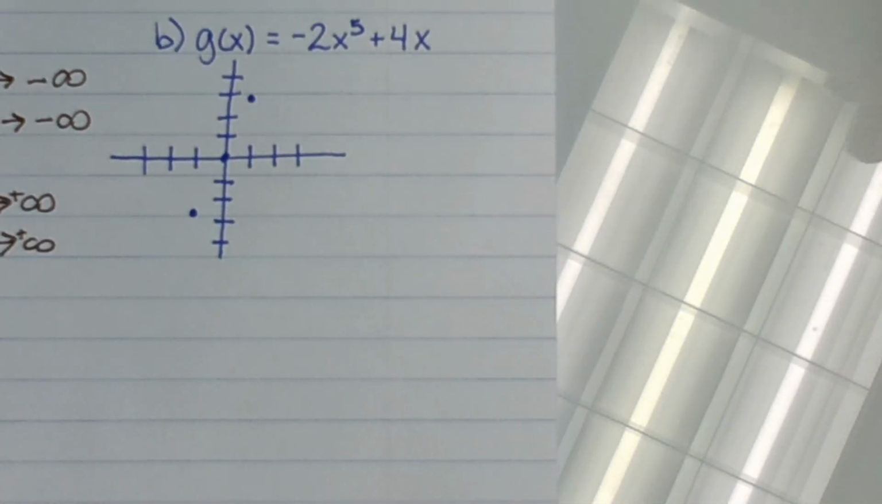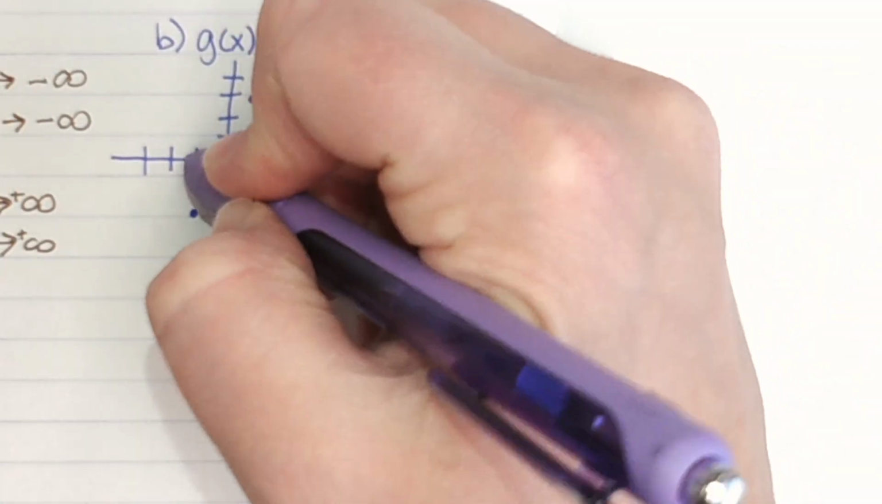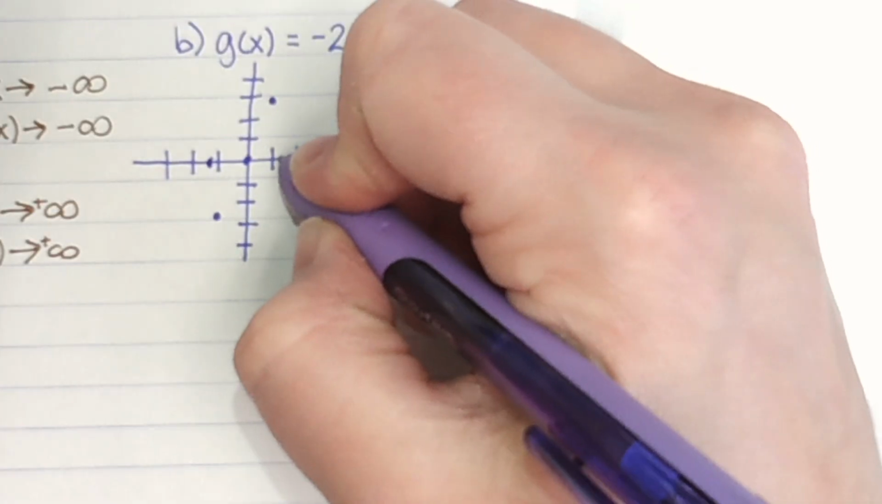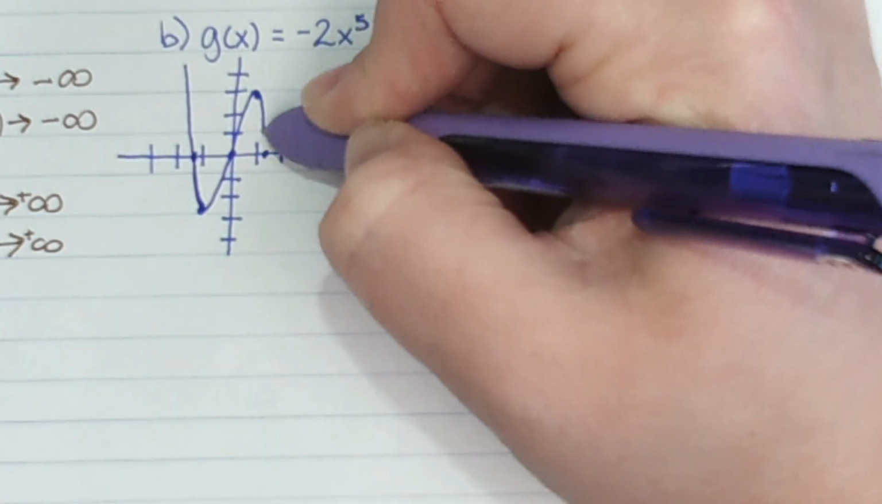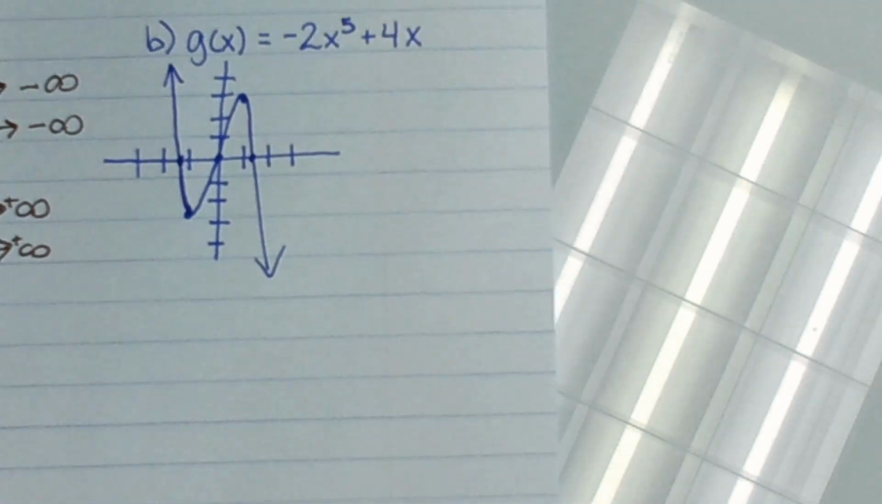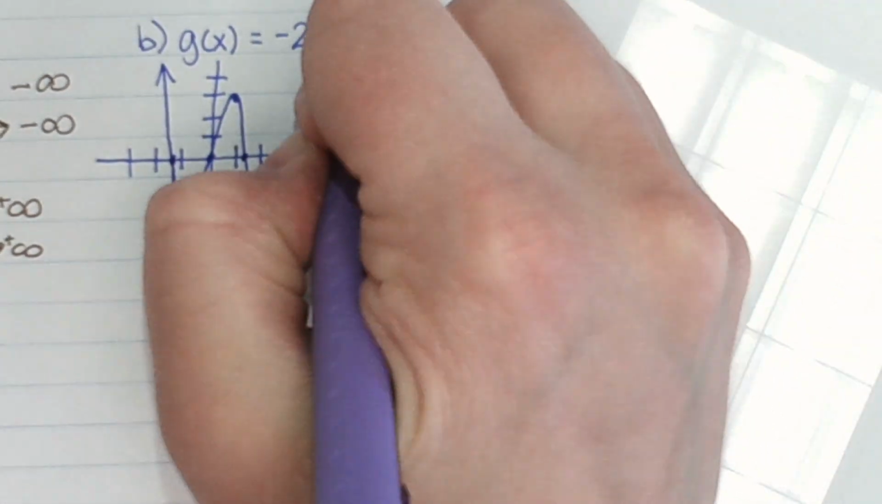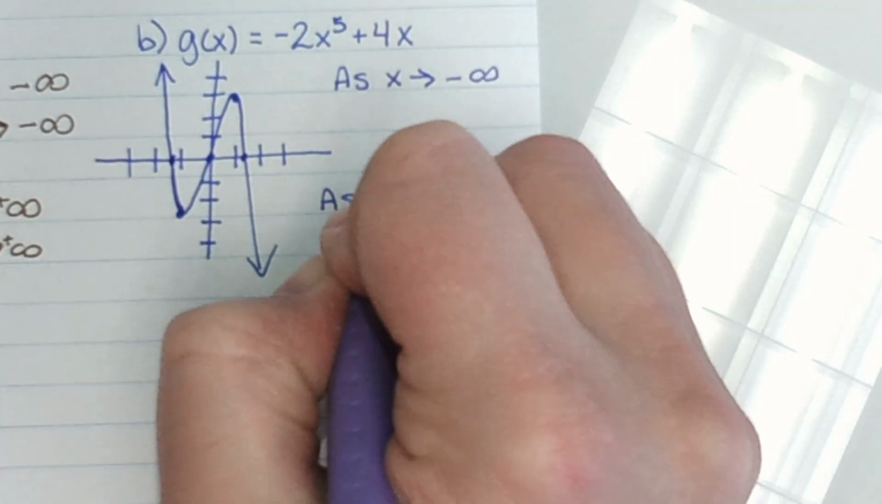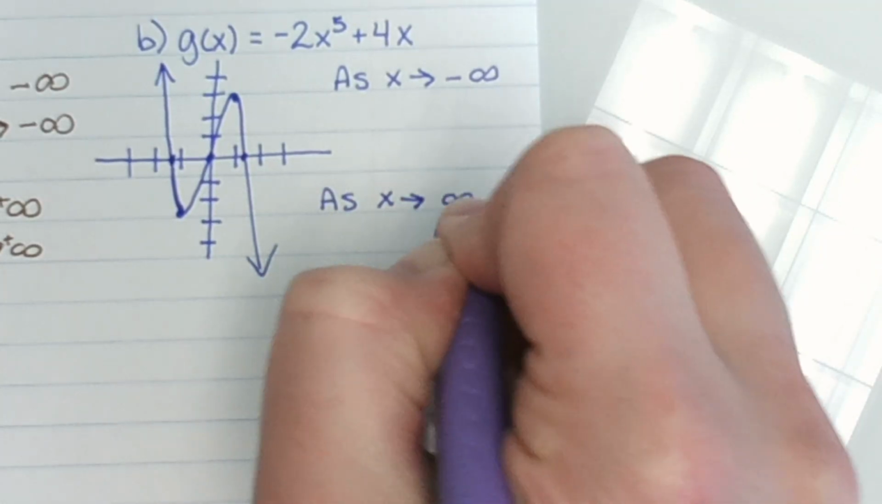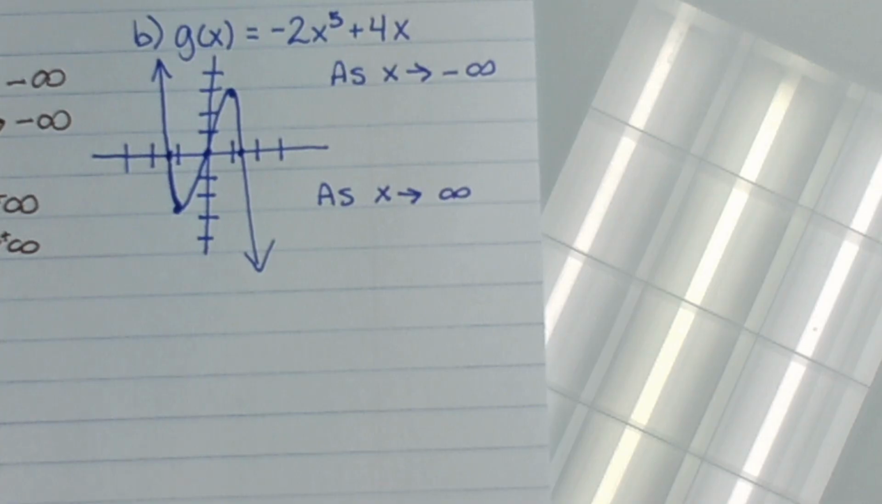What about its x-intercepts? Where does it appear to hit? A bit left of -1, a bit right of +1. I accidentally got a little lazy on the last one and missed that. As x approaches negative infinity and as x approaches positive infinity.